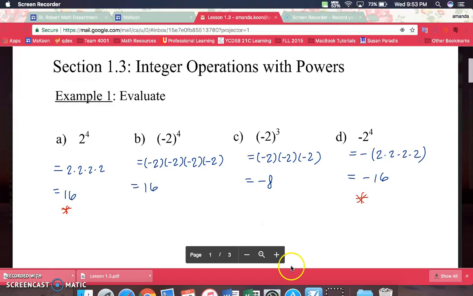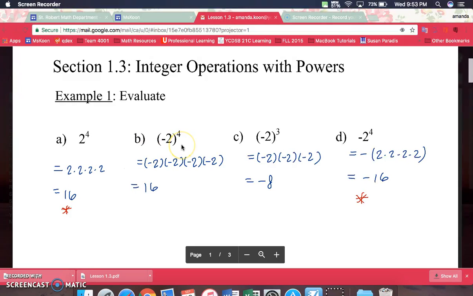Example 1. Evaluate. So when you compare 2 to the power of 4, negative 2 to the power of 4, negative 2 to the power of 3, and negative, no brackets, 2 to the power of 4, what's the difference? Well, hopefully you still remember that 2 to the power of 4 means repeated multiplication of 2 times 2 times 2 times 2. So that will give you a positive answer, positive 16.